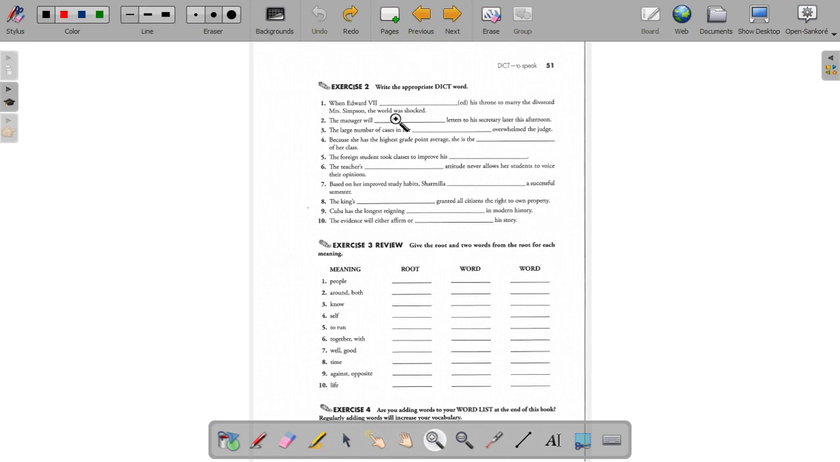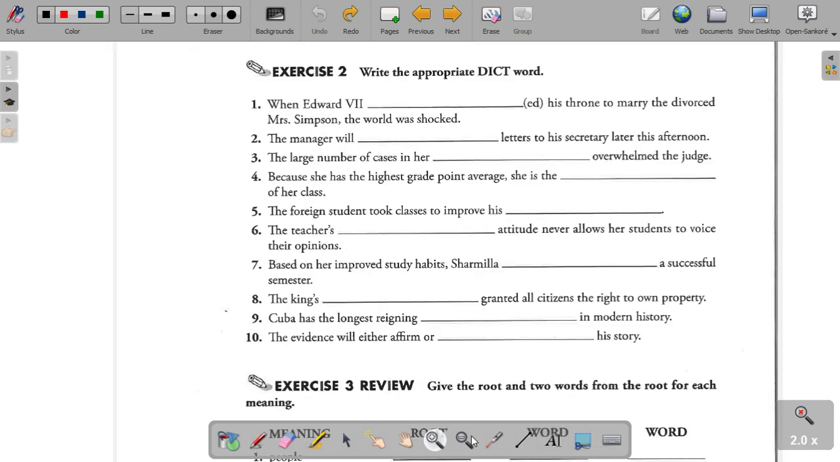All right, let's do just a little bit here. We probably will just get to the first section. So number 1 there, when Edward VII blanked his throne to marry the divorced Mrs. Simpson, the world was shocked. So he gave up his throne, or he literally abdicated it. Okay, the manager will blank letters to his secretary later this afternoon. So he will speak out loud, in this case, we're looking for dictate.